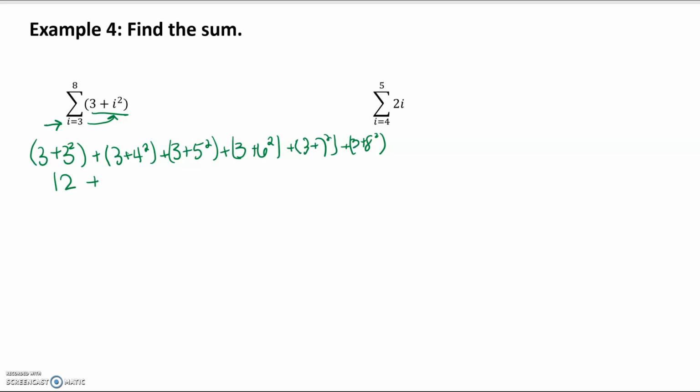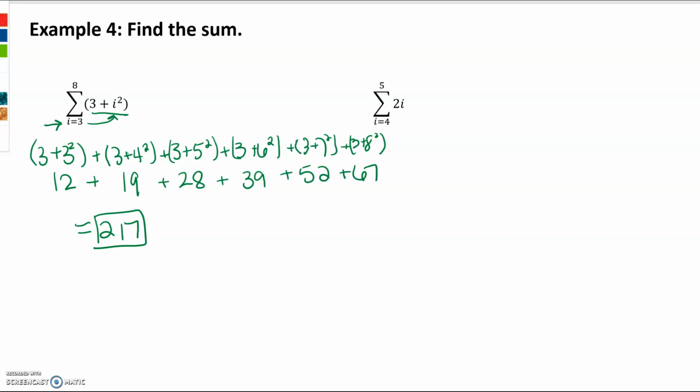So when I simplify, remember you can pause the video at any time, I have 12 plus 19 plus 28 plus 39 plus 52 plus 67, and when I add all of those together, I get 217. So the sum of this series from the 3rd term to the 8th term is 217.